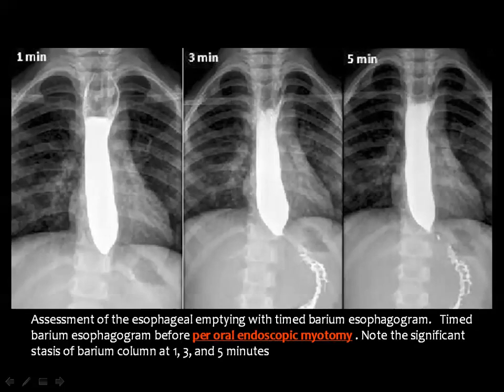Then one of the treatments for this achalasia is to do an endoscopic myotomy of the affected segment of the esophagus. And this is an example in a patient with achalasia of the esophagus who underwent peroral endoscopic myotomy of the affected segment. And you can see the passage of barium in the first minute, after 3 minutes, and after 5 minutes after this myotomy.